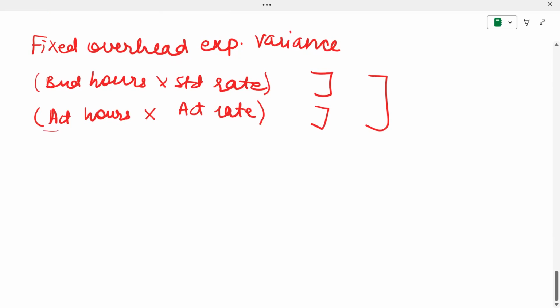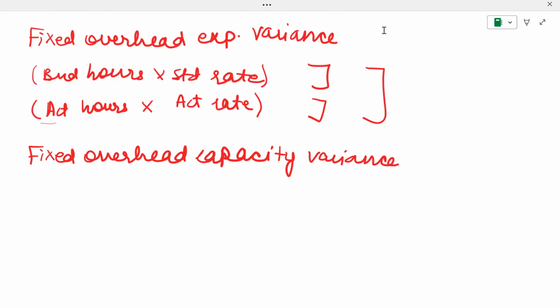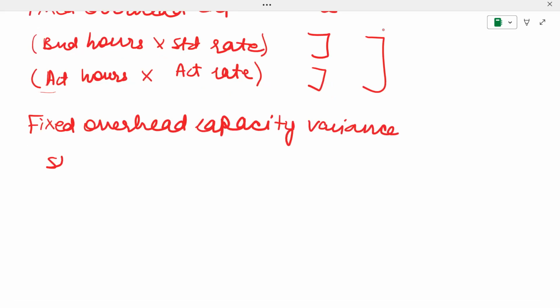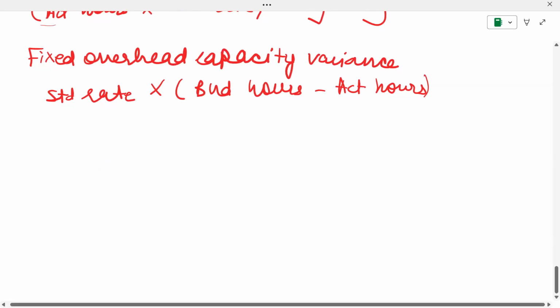So now let's talk about the fixed overhead capacity variance. As the name suggests, we're trying to have a look at the capacity of the fixed overheads. So it's going to be nothing but the standard rate of overheads multiplied by the difference of your budgeted hours and your actual hours. Right? This is how you work out your fixed overhead capacity variance. Moving on to fixed overhead efficiency variance.